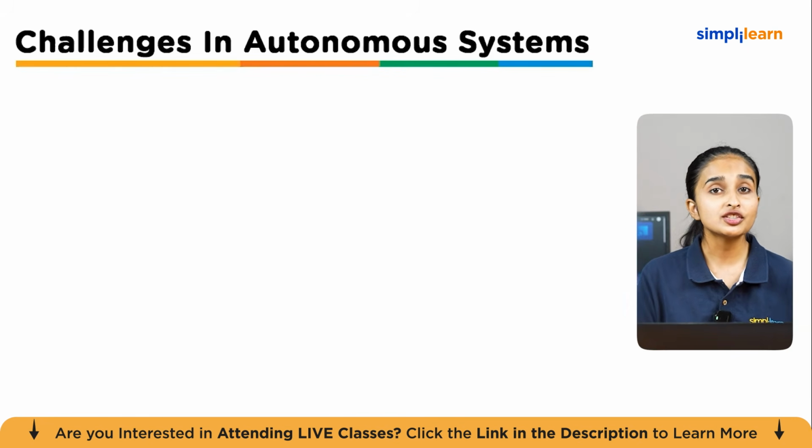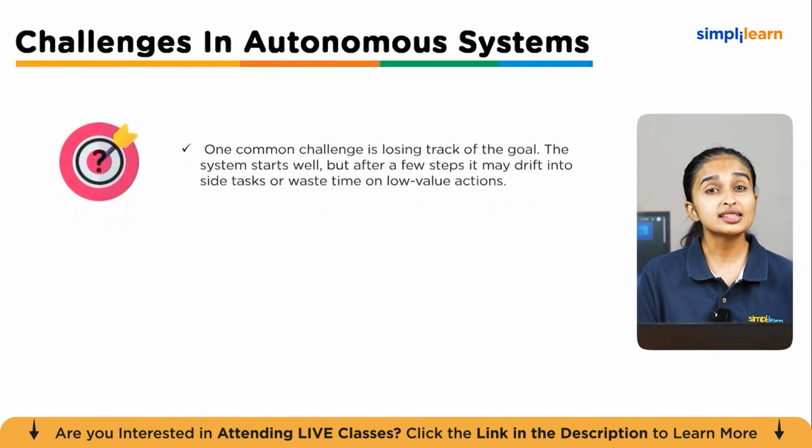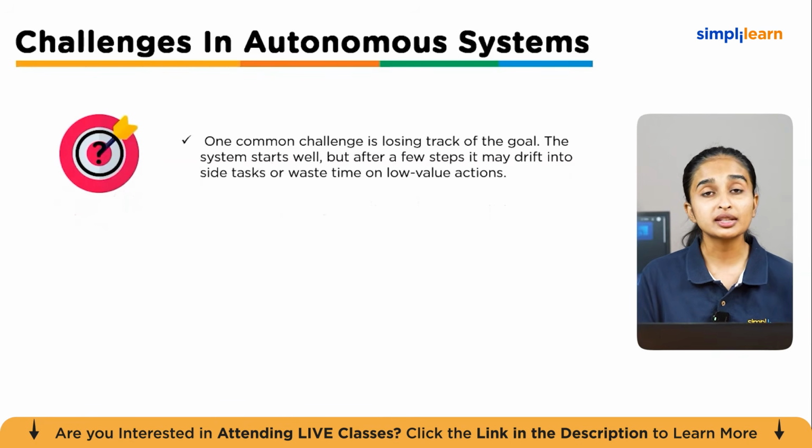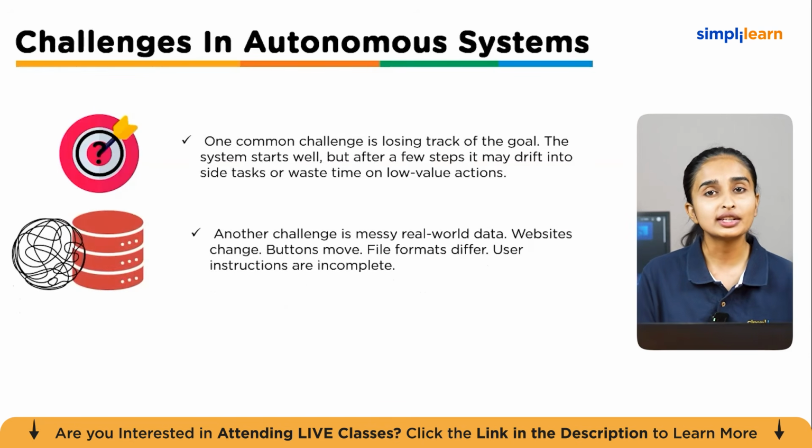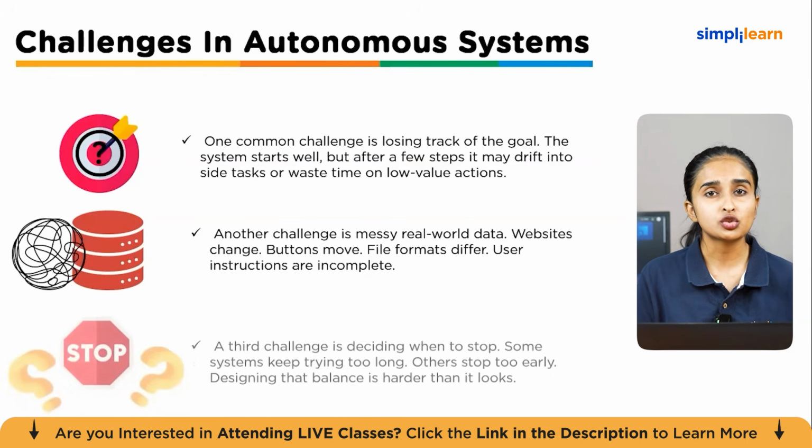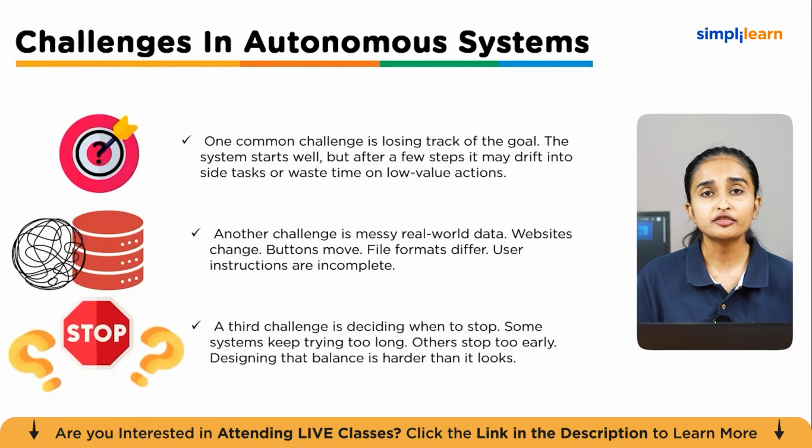One common challenge is losing track of the goal. The system starts well, but after a few steps, it may drift into side tasks or waste time on other low-value actions. Another challenge is messy real-world data. Websites change, buttons move, and file formats are different. A third challenge is deciding when to stop. Some systems keep trying for too long, others stop too early. Designing that balance is harder than it looks.